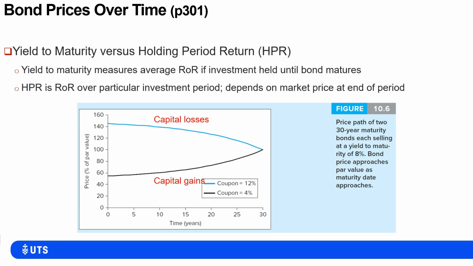This is equivalent to saying that the premium bonds are always going through capital losses and the discount bonds are always going through capital gains. And let's try to explain why we would have discount bonds and why we would have premium bonds, and what the capital gains are for and what the capital losses are for.